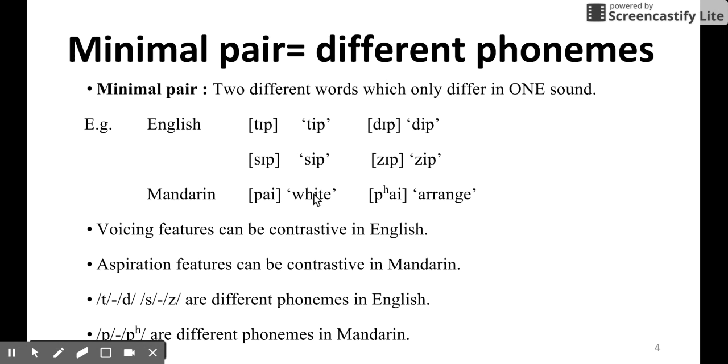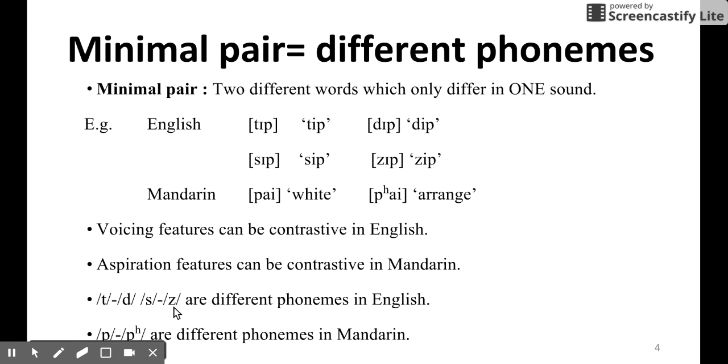And in Mandarin, to say white we say bai, and to say orange we say pai. So the only difference is the initial consonant again. However, this is an aspirated version of P sound. So voicing feature is contrastive in English. As you can see, the only difference between T sound and D sound is the voicing feature. Voiced, voiceless. Aspiration can be contrastive in Mandarin. Aspirated P, unaspirated P, and it makes all the difference.